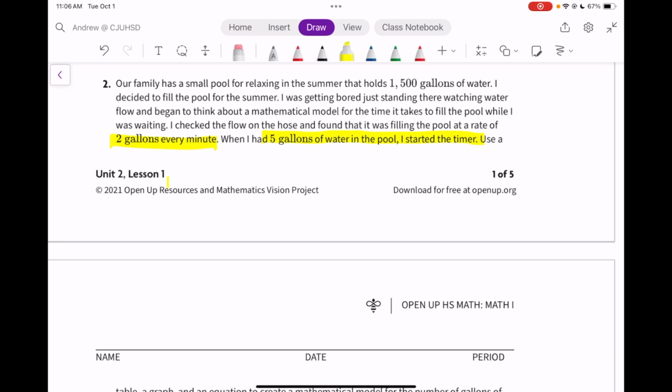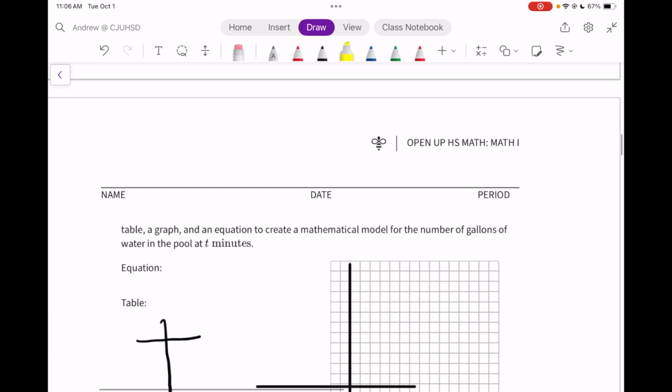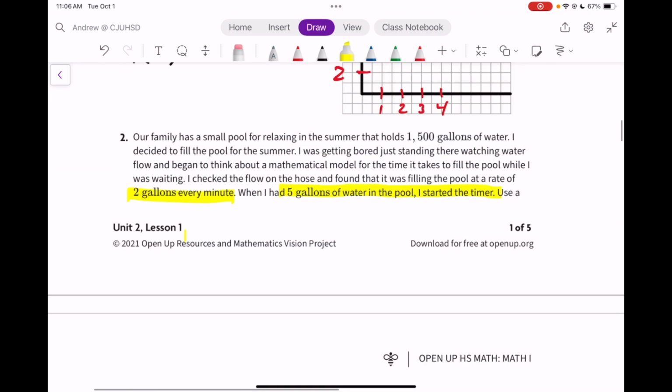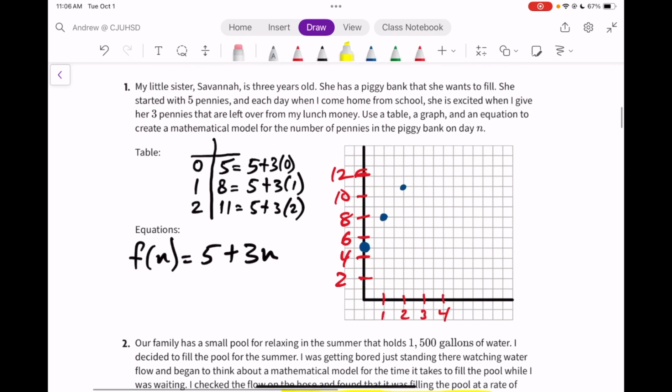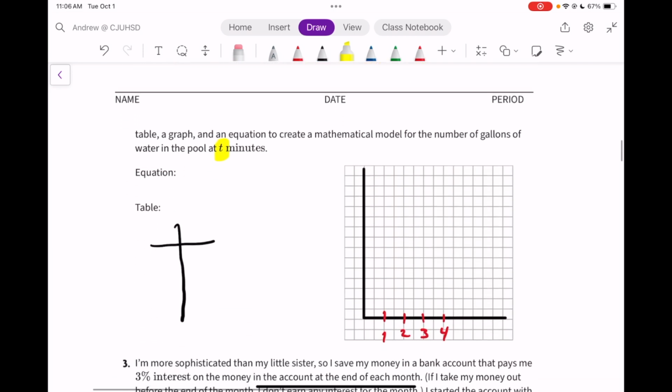So see, that's a timer. And timers usually start at 0. Use a table, a graph, and an equation. And notice we're going to model with the variable t. Let me see, did I miss that in the last problem? No, it did say n. Okay, so we're just going to try some different variable names today. T, and that would make this f of t.